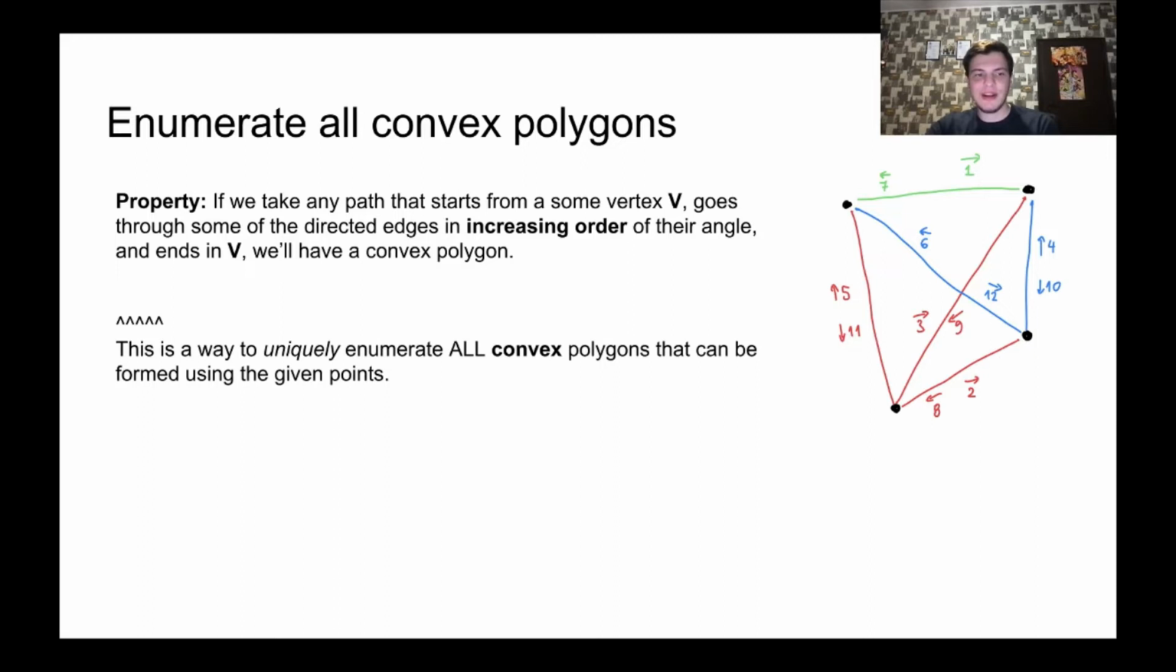The cool thing about it is that if we look at all paths like that, starting from any point and ending in any other point, we're going to enumerate all convex polygons, and there's a unique path that corresponds to every polygon. So this is the main thing we need to use for our problem. After we have figured this out, we just have a lot of steps which will lead us to the solution to the problem.